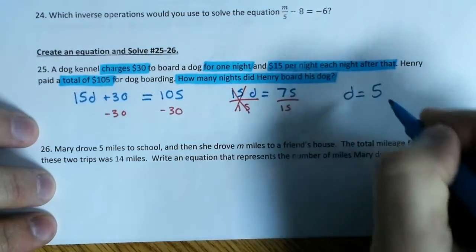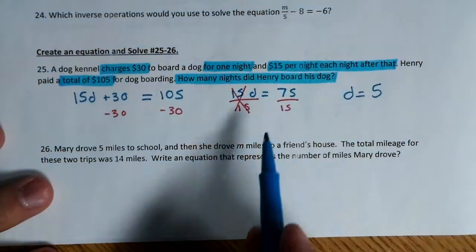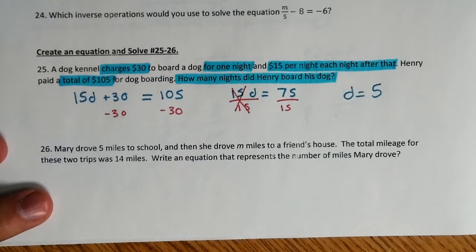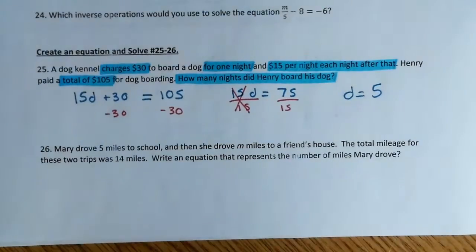5. So I'm going to ask you this question. Let's see who can get this right. How many nights did Henry board his dog? 5. Y'all say 5? Okay, that is actually wrong. That's why I want to go over this question. There's another thing we need to think of. That 5 represents how many times they paid $15. So they paid it 5 times, so 5 nights. But how much did the first night cost? 30. So how many nights total was it?